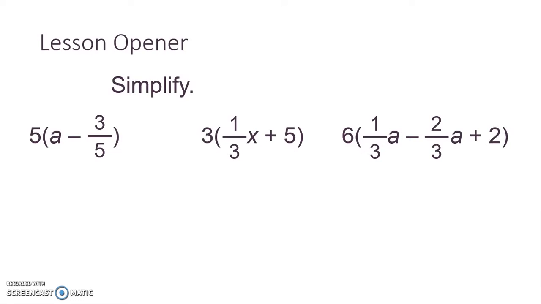So first things first, let's do a little bit of an opener. We just want to review: if we're distributing with fractions, what do we do here? Anytime we're multiplying with fractions, first of all, we'll have 5 times a. That's easy enough. And then the next one will be negative 5 over 1 times 3 over 5. Just for a quick review, we know that our 5's cancel and we're left with 5a minus 3.